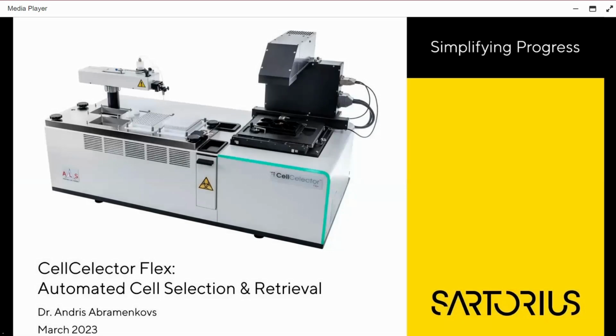Hello everyone, my name is Andris Abramenkovs and I am Product Manager responsible for CellCelector Flex technology. Today, in the first part of my talk, we will discuss the major features of CellCelector Flex platform and then move to discuss single-cell picking process and applications.